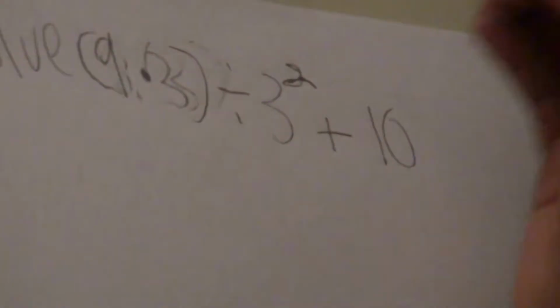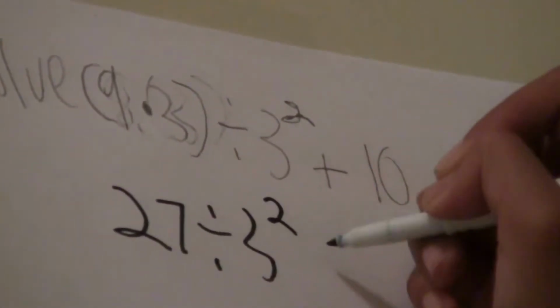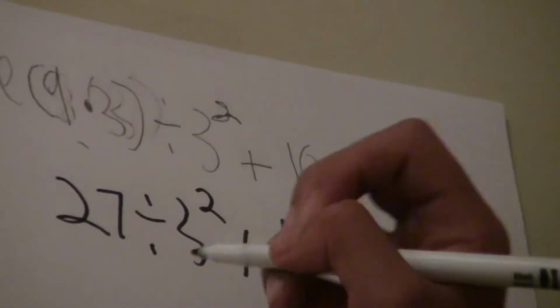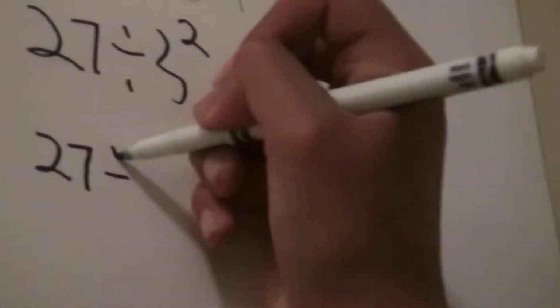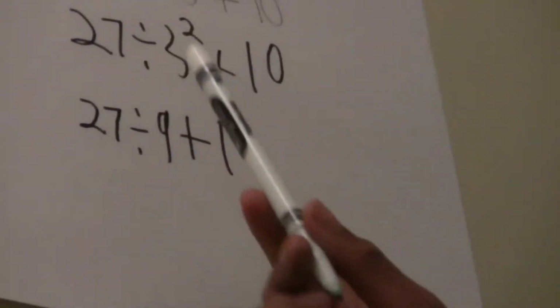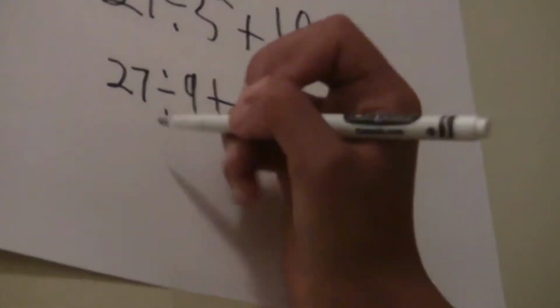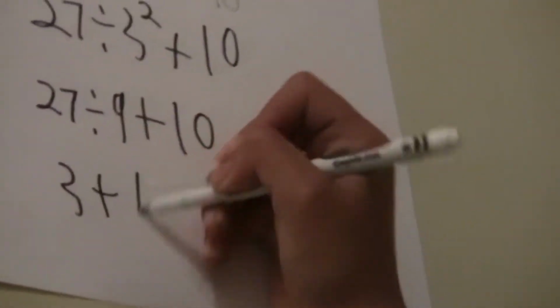To solve 9 times 3 divided by 3 squared plus 10. First in PEMDAS, parentheses: 9 times 3 is 27, divided by 3 squared plus 10. Next, the exponents: 27 divided by 9 plus 10. Then next is the division: 3 plus 10.